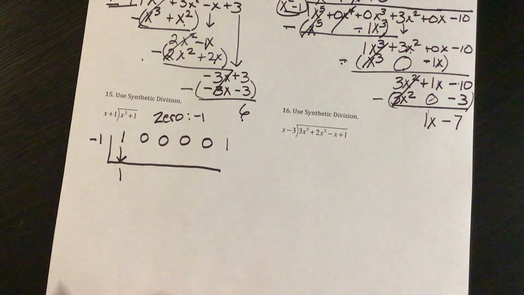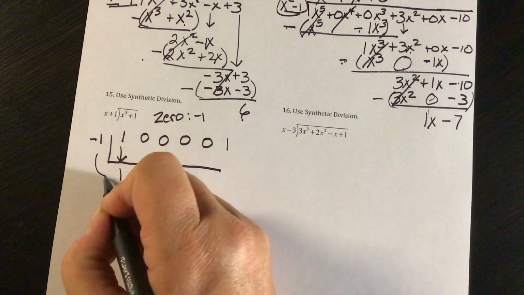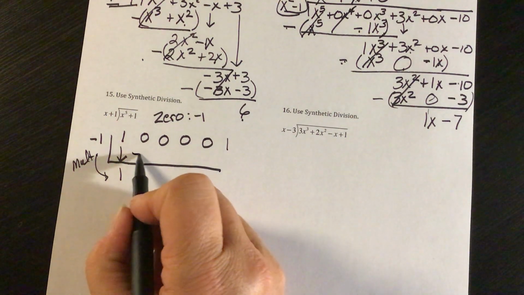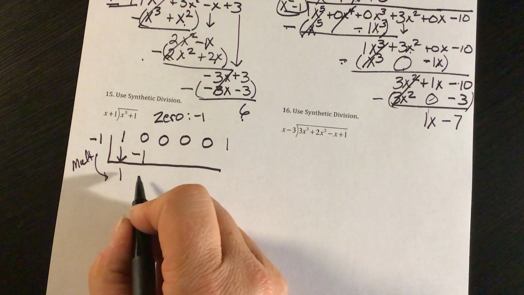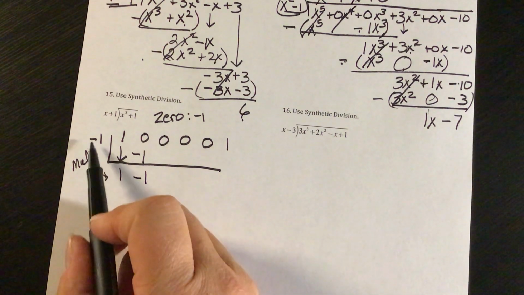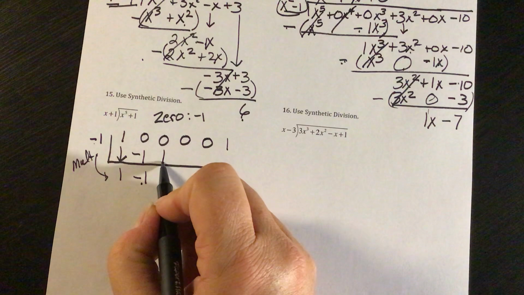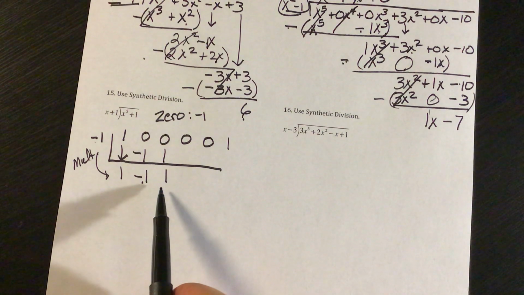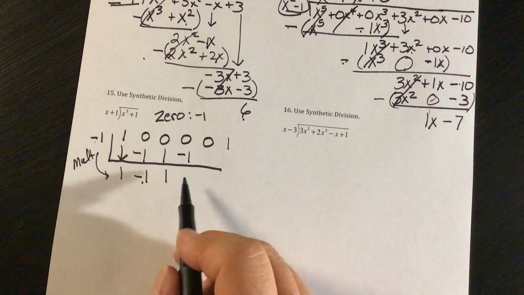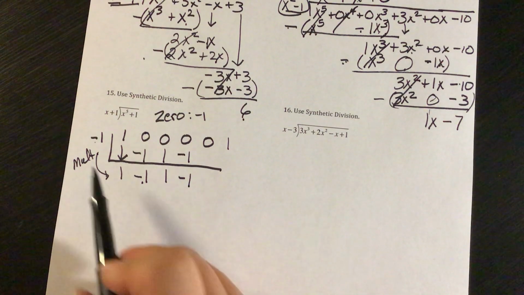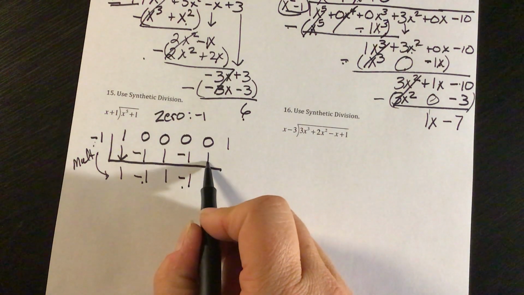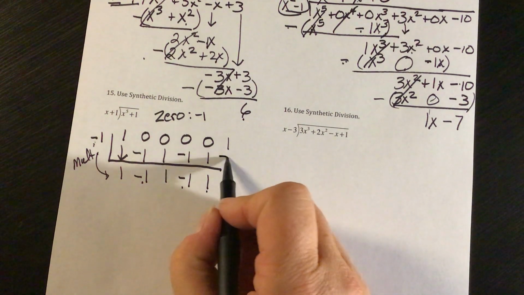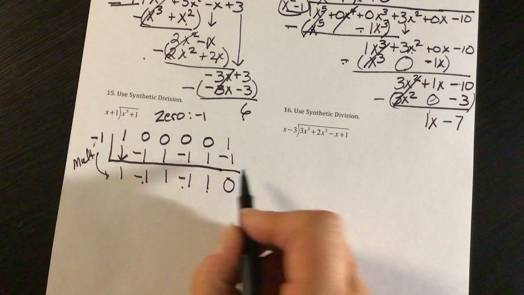So the first number I automatically just bring down, and here I'm going to multiply. So -1 times 1 is -1, and I'm going to add down, so I get -1. -1 times -1 is +1. I add down, I get +1. -1 times 1 is -1. 0 plus -1 is -1. -1 times -1 is +1. Add down, I get 1. And -1 times 1 is -1. Add down, I get 0.